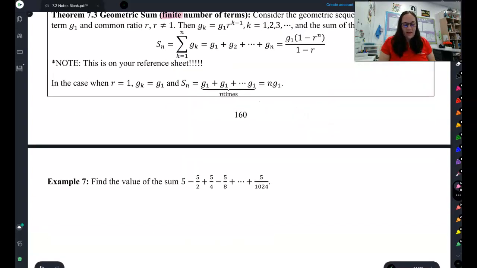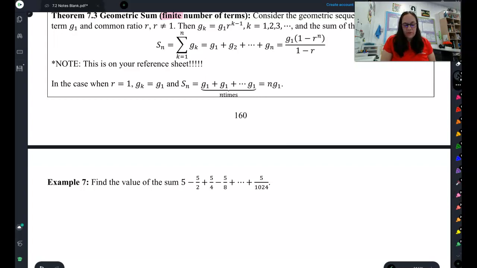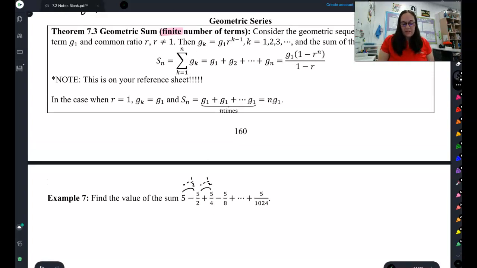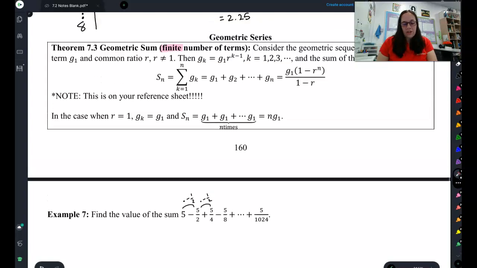So like example 7. This is a geometric series because I'm timesing by -1/2 each time. Should look familiar. We've already seen this series this lesson. And this series comes to a finite end. There's no ... at the end of it. That is a finite geometric series.